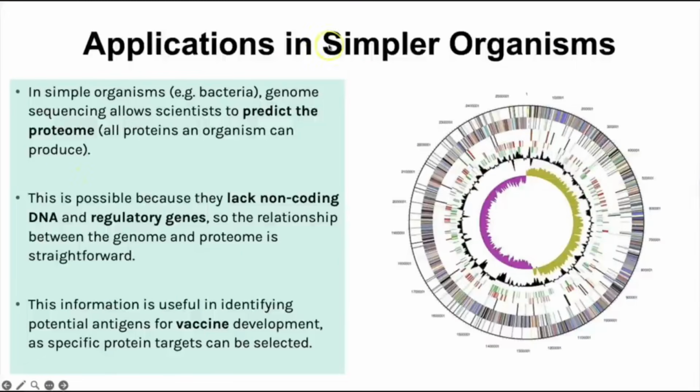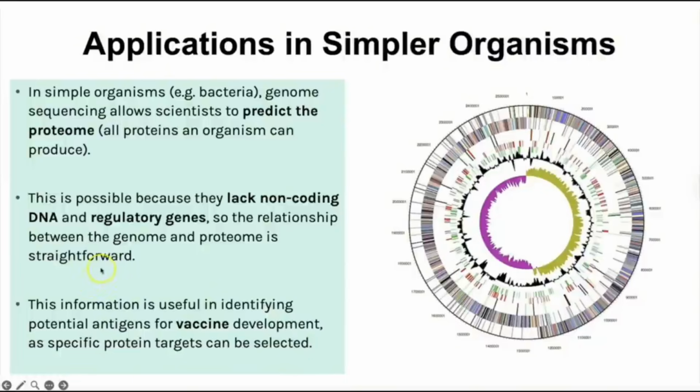So the applications of this, first of all, in simpler organisms, for example bacteria, genome sequencing is very useful because it can be used directly to predict the proteome, which is all the proteins an organism can make in their cell. And that's possible because simple organisms like bacteria don't have non-coding DNA. They don't have any introns, they don't have other non-coding sequences, and also they don't have regulatory genes as well. So that means the relationship between the genome and the proteome is very straightforward, and it's very easy to predict all the proteins they'll potentially make.